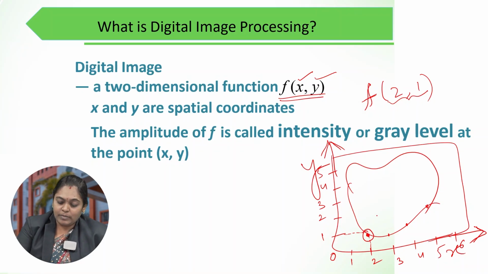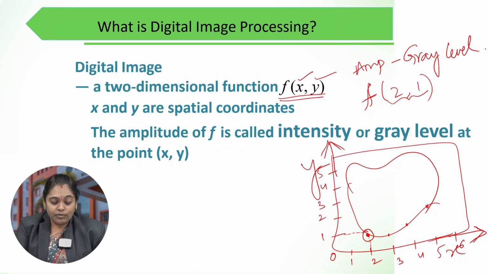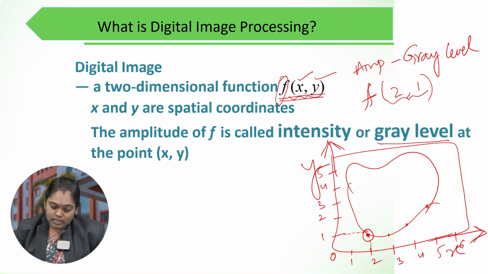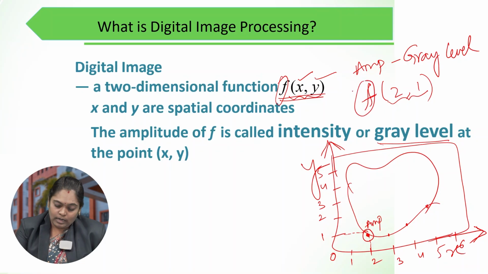So in digital image processing, this amplitude of an image is called a gray level value. So I can define a digital image as a two-dimensional function represented as f of x comma y, where x comma y represents the spatial coordinates and f represents the intensity value or gray level value at that corresponding point. So if we assume this as 2 comma 1, the corresponding amplitude at 2 comma 1 is given by the function f.